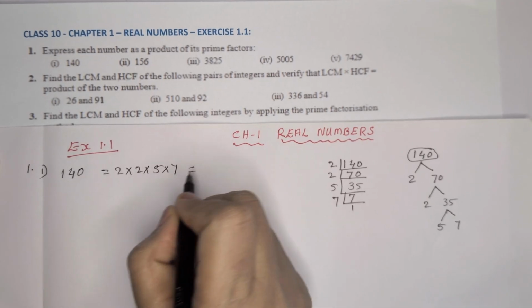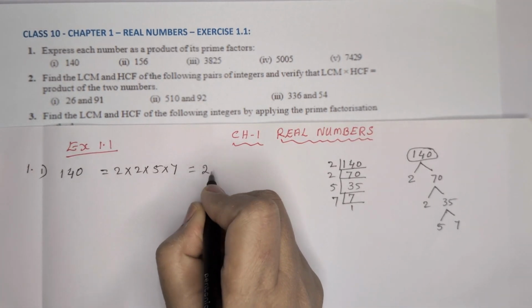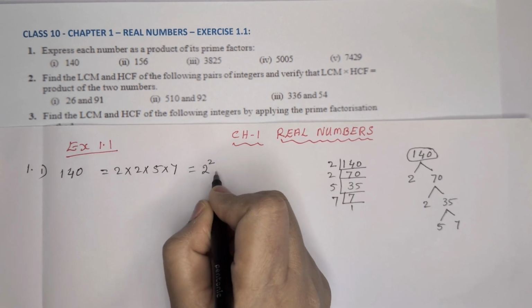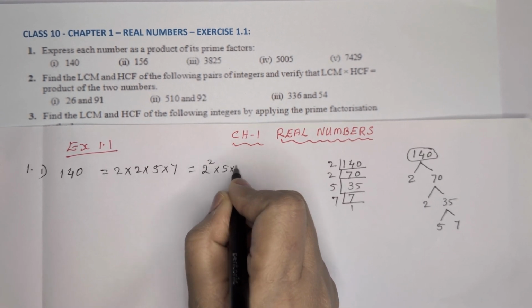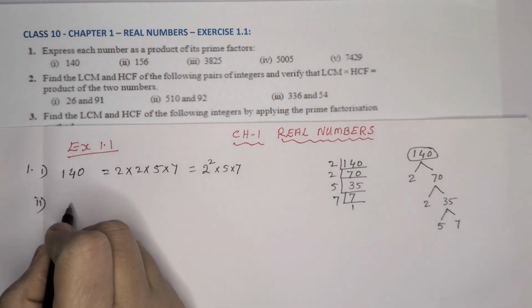So this is the prime factorization of 140, which we can write with 2 repeated 2 times. So 2 square into 5 into 7. Now the second number, 156.